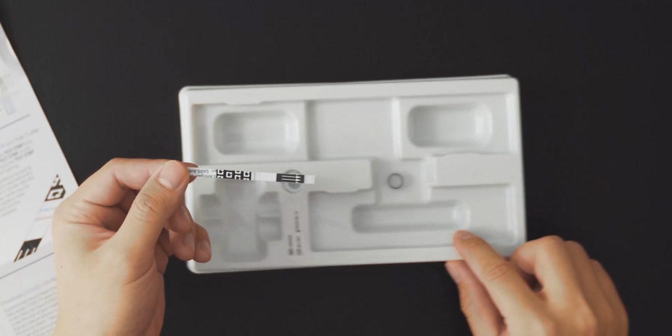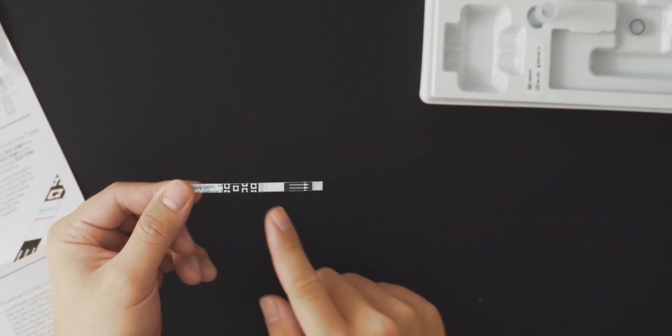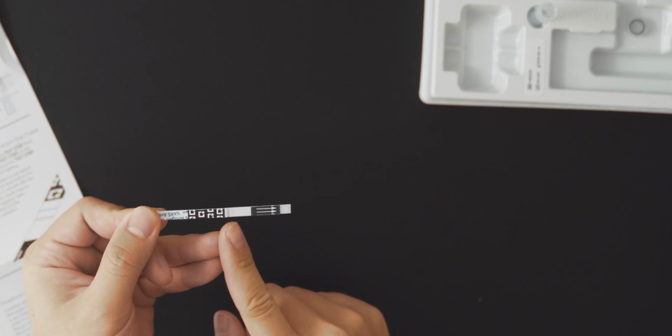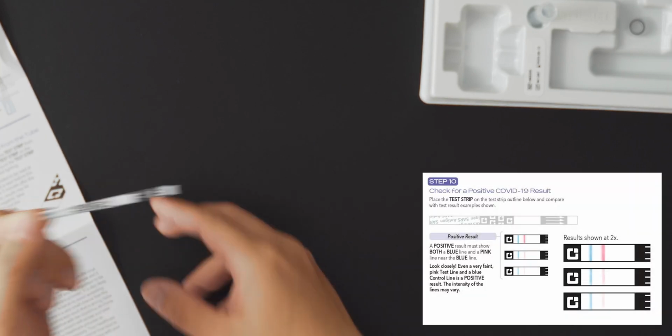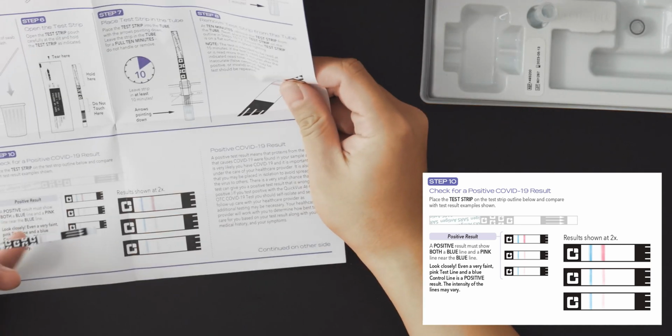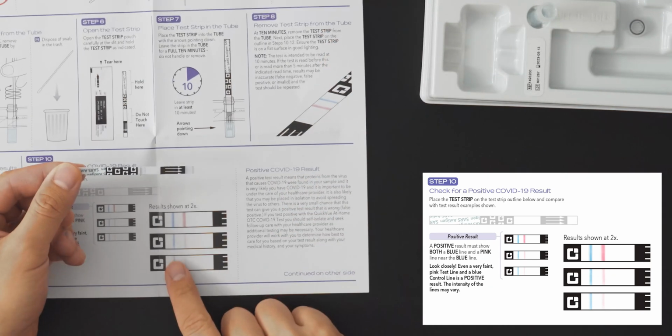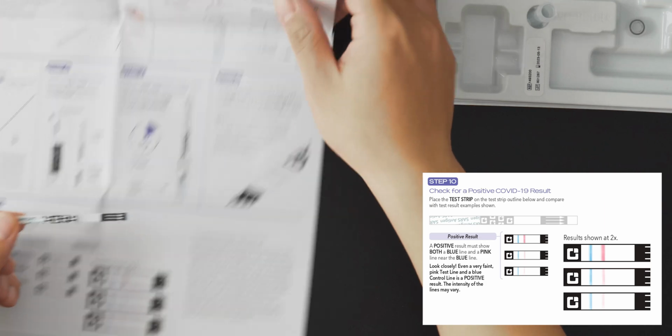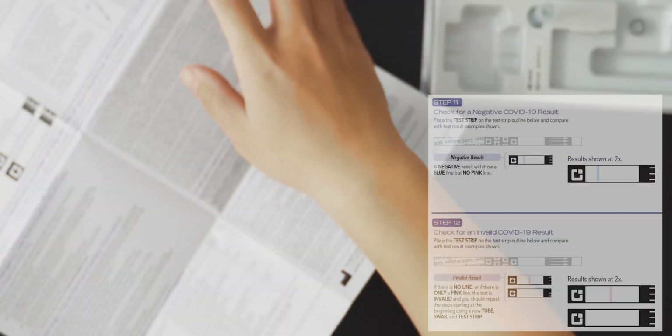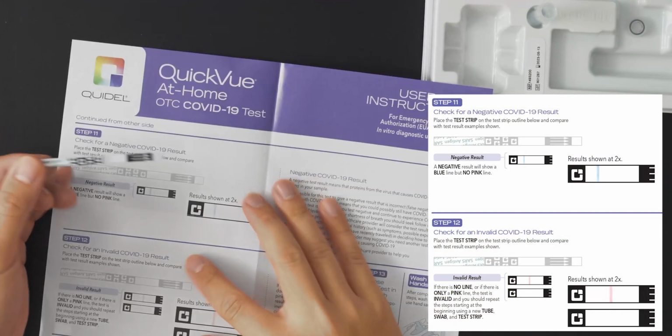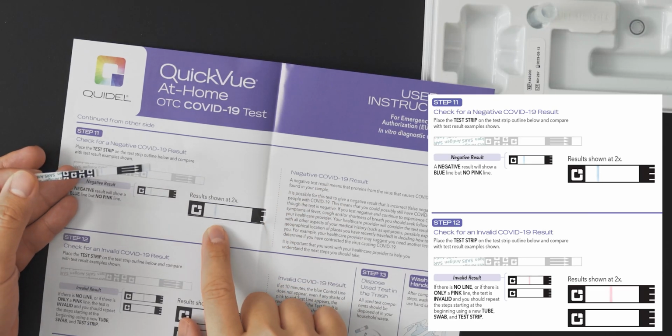So 10 minutes is up. And remember, you have to read it between the 10 minute and 15 minute mark. Anything beyond that is inaccurate and you should do it again with a new test kit. All right, so just out of the box, you can see that we have a blue line on the test kit. So this blue line, let's just match it to here. For positive, I need a blue and a pink line. So it's not positive, that's great. And if you go to the back, you'll see that it shows a negative if a blue line is shown.